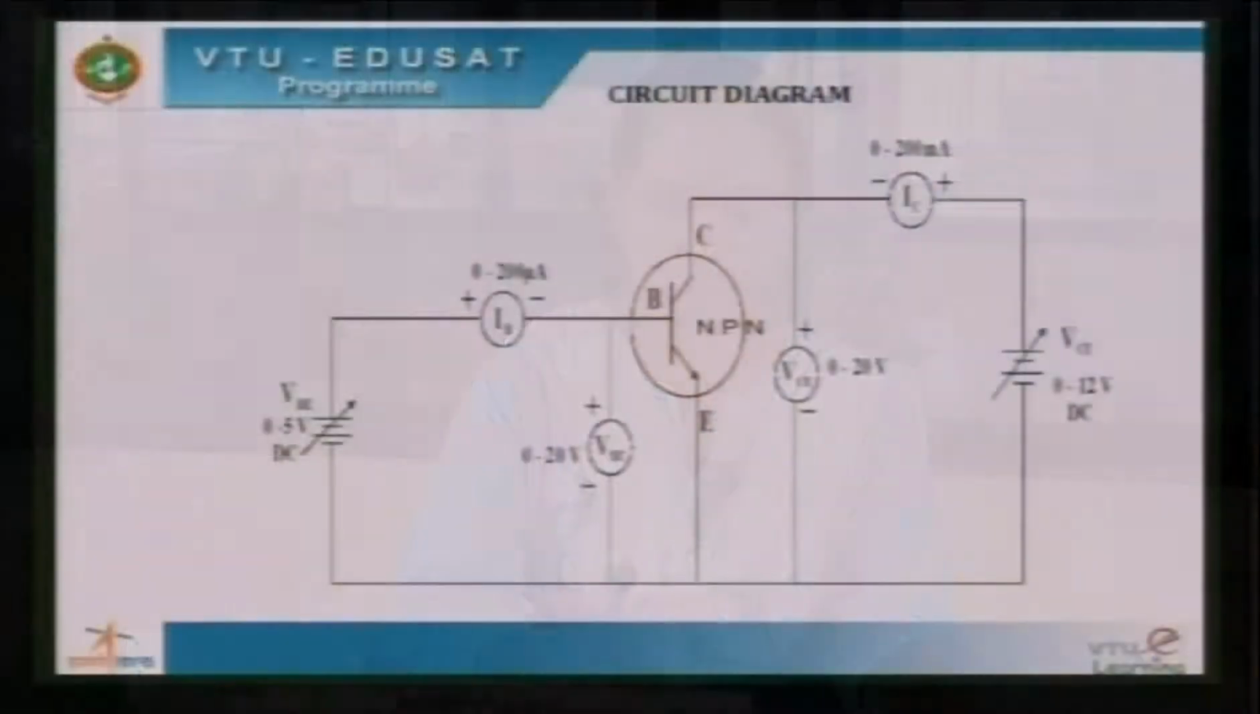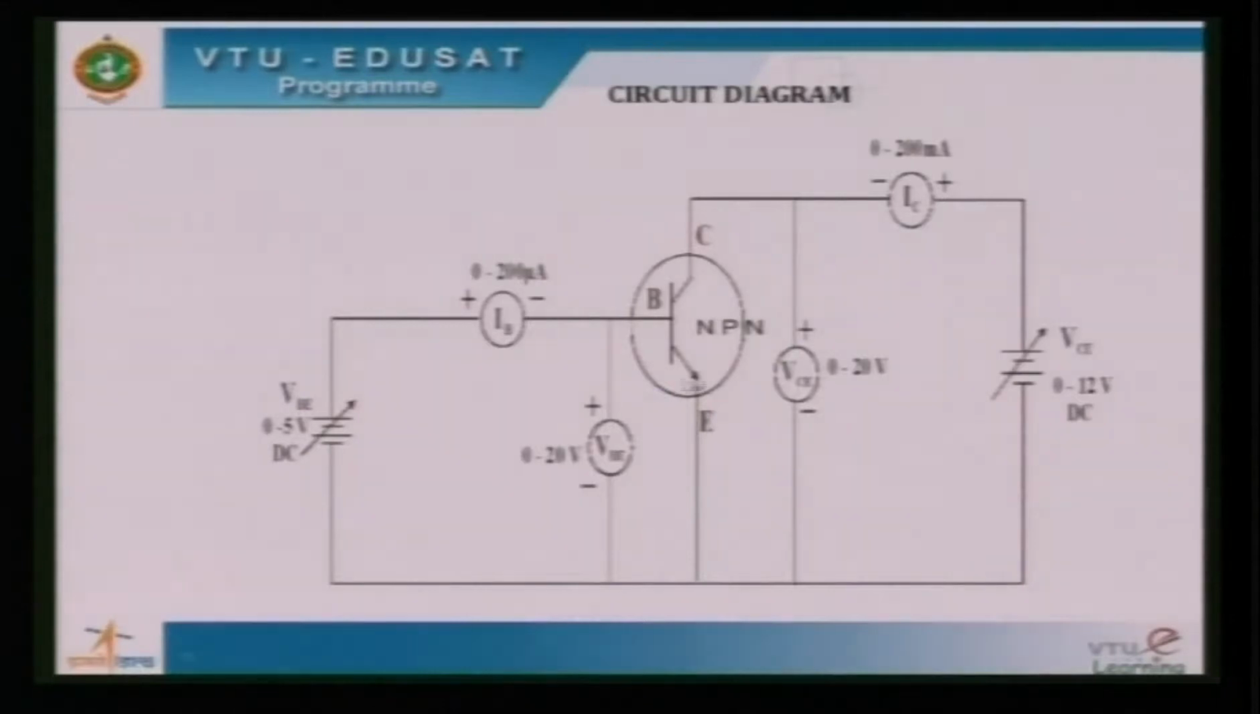Rig up the circuit connections as shown in the figure, wherein the given NPN transistor is inserted in the circuit so that the input circuit is forward biased and the output circuit is reverse biased. It is done by connecting the base of the transistor to the positive of the input supply and the collector terminal of the transistor to the positive terminal of the output supply.